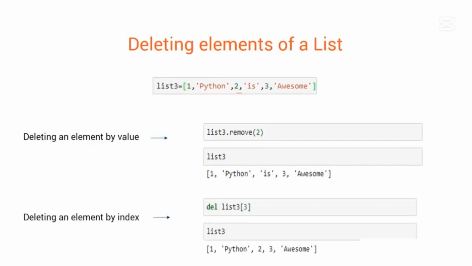The second method is when we wish to remove an element from a list using its index. So when I wish to remove an element using index, we'll use the del keyword. For example, I want to remove the element present at index 3. At index 3 is the element "is". So when I do something like del list3[3], this "is" element is going to be removed. So when I print list3, it is 1, Python, 2, 3 and awesome. There is no "is" present in the list.